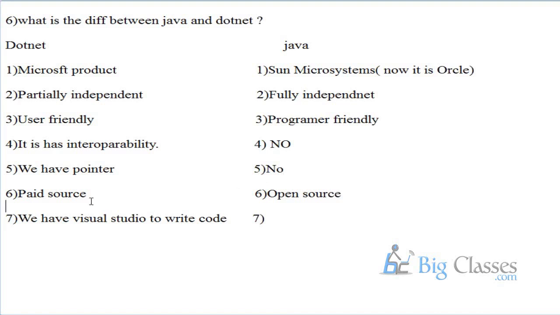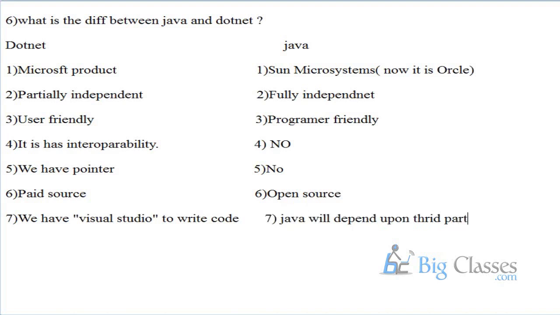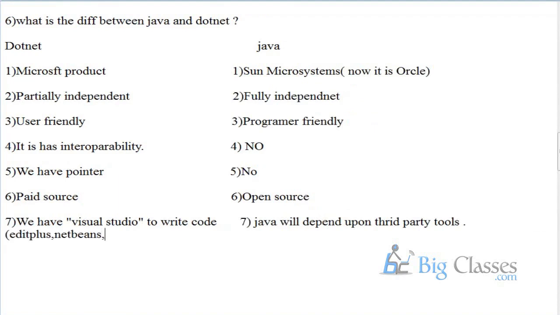Yes. So .NET is a paid source and Java is open source. We have only one software called Visual Studio to write the code in .NET. But Java depends upon third-party tools. Some people write the code in NetBeans, some in Edit Plus, some in Notepad, some in Eclipse. We have different softwares for Java, but in .NET we have only one software, Visual Studio. That too is a Microsoft product.